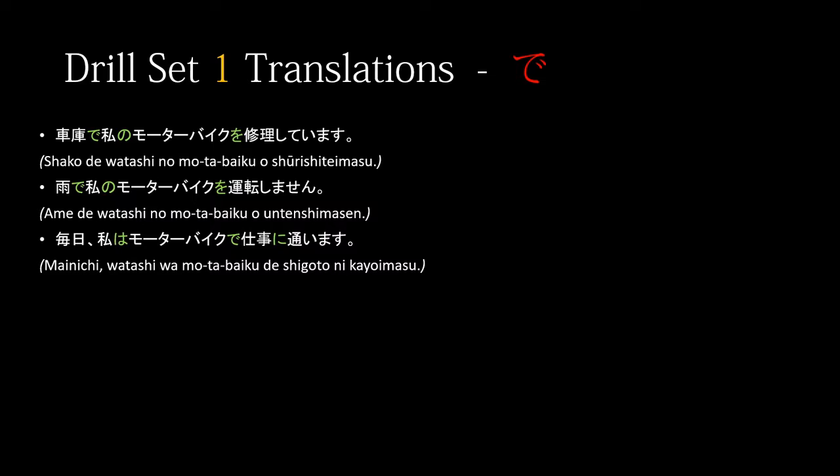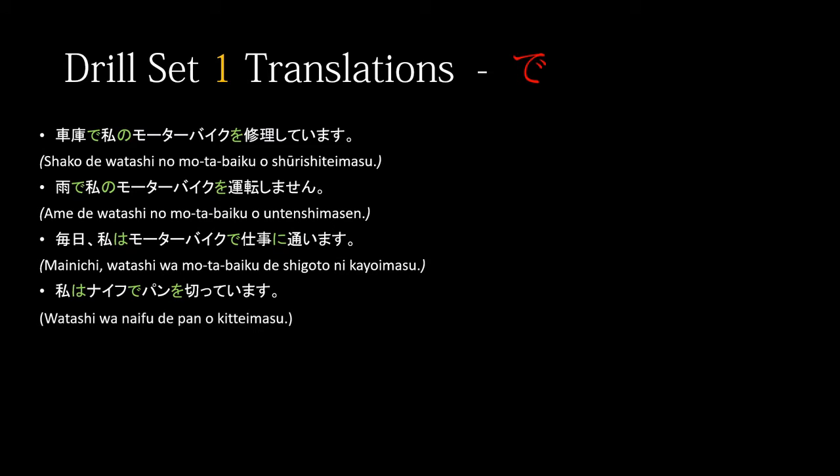Our third sentence, now we see here a little bit more variety. Mainichi watashi wa motorbike de shigoto ni kayoimasu. As we can see here, wa establishes the topic, and that is I. Then after that we have motorbike de, where de marks the means of transportation and ni marks the destination. In this case, it is the job. The job is our destination here. So we have wa, de, and ni. Once again, wa is the topic, de marks the means of transportation, and ni marks the destination.